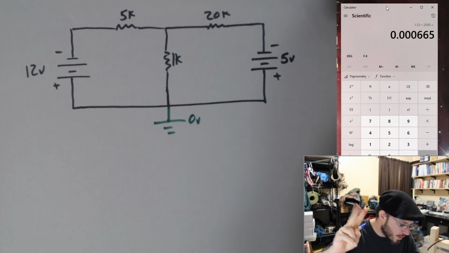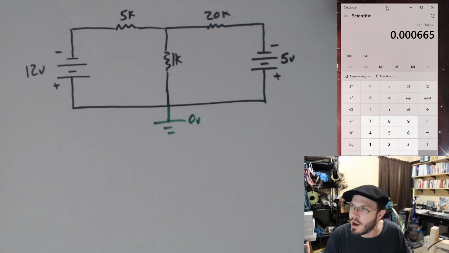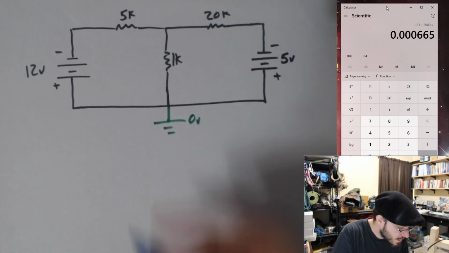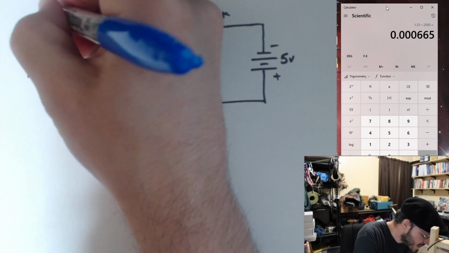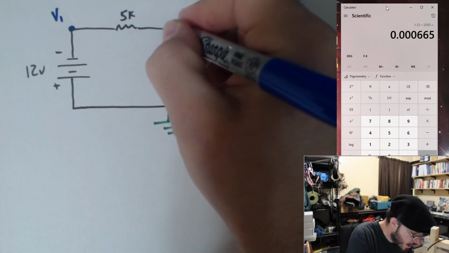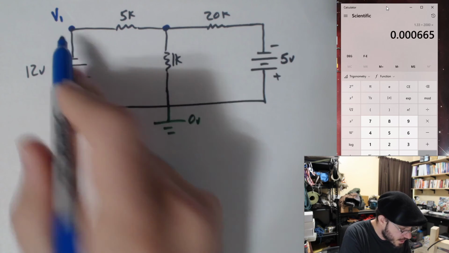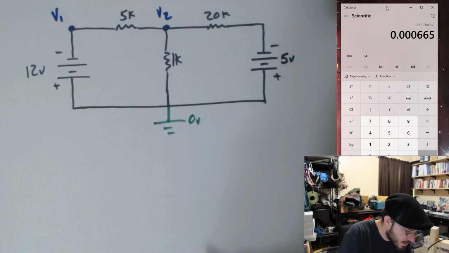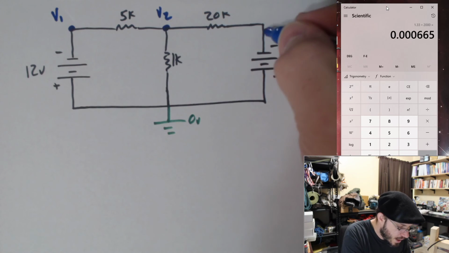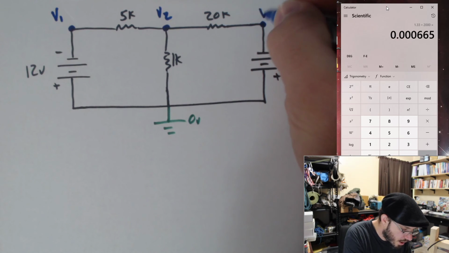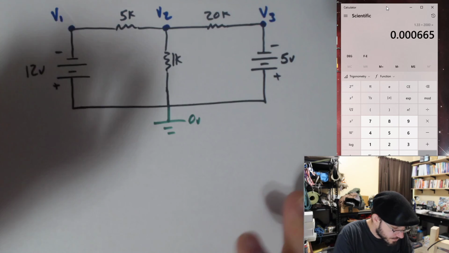Step 2 is going to be assign our non-reference node voltages. Here's a good one. V1. Here's another one that's got a different voltage than V1. So let's label it as V2. And same thing over here. This has a different voltage than everywhere else. So let's call this V3.